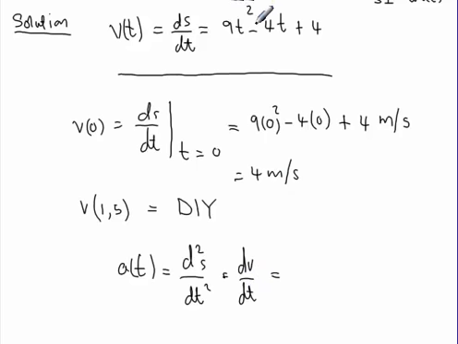Then I differentiate again here. I think it's clear that that is 18t minus 4. Are we there, guys? Okay, minus 4.